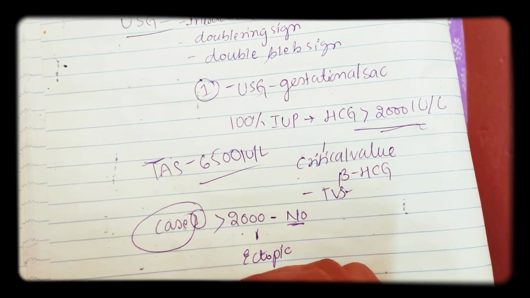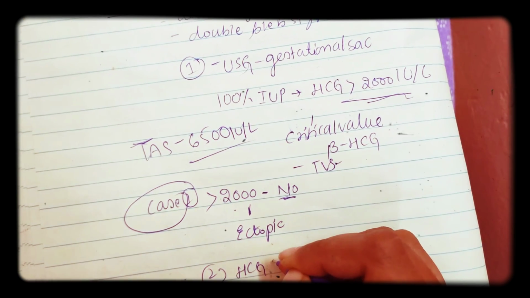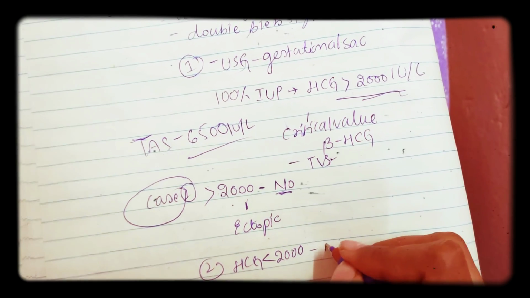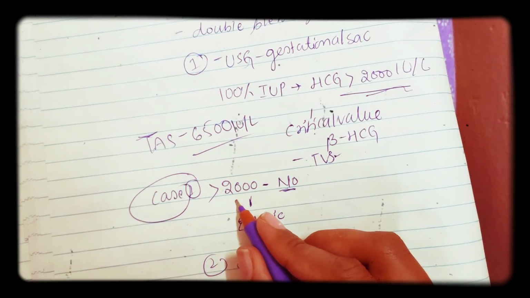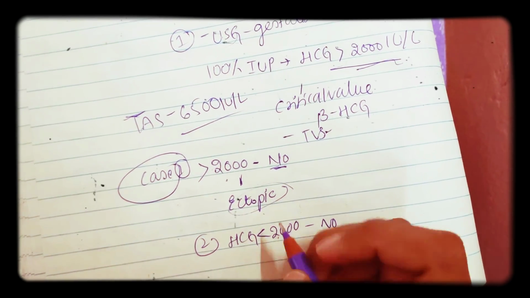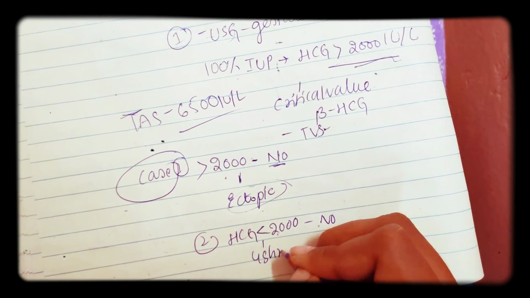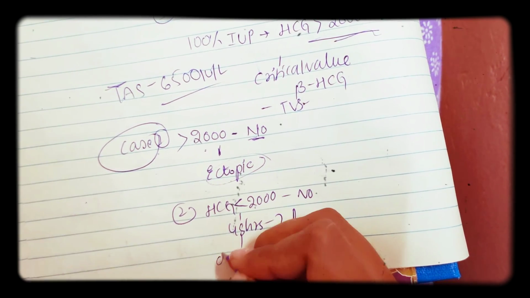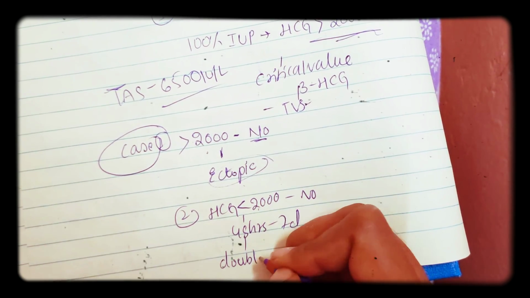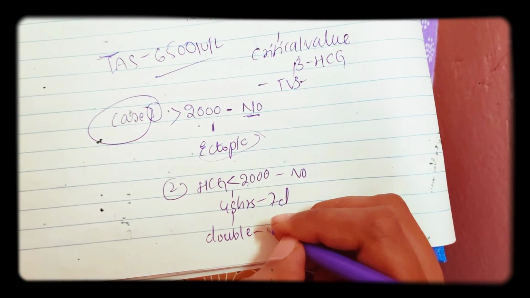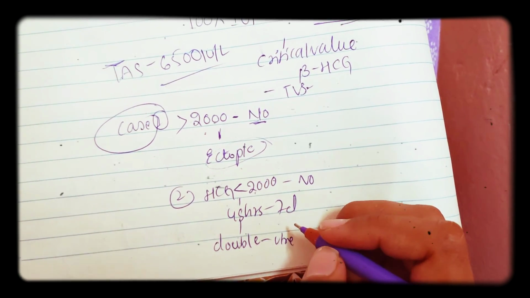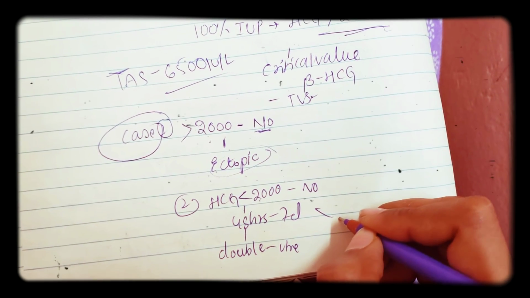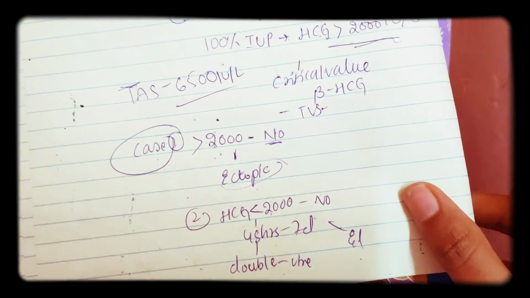Next, coming to case 2. Here the HCG value is less than 2000, and again there is no gestational sac. So in case 1, if it is greater than 2000, you will say ectopic pregnancy. If it is less than 2000, you need to wait for at least 48 hours or 7 days, and again do the scanning. After scanning, if the beta HCG value is doubling, then it will confirm intrauterine pregnancy. If it is increasing but not doubling, then it is ectopic pregnancy. So like this we need to rule out the cases.